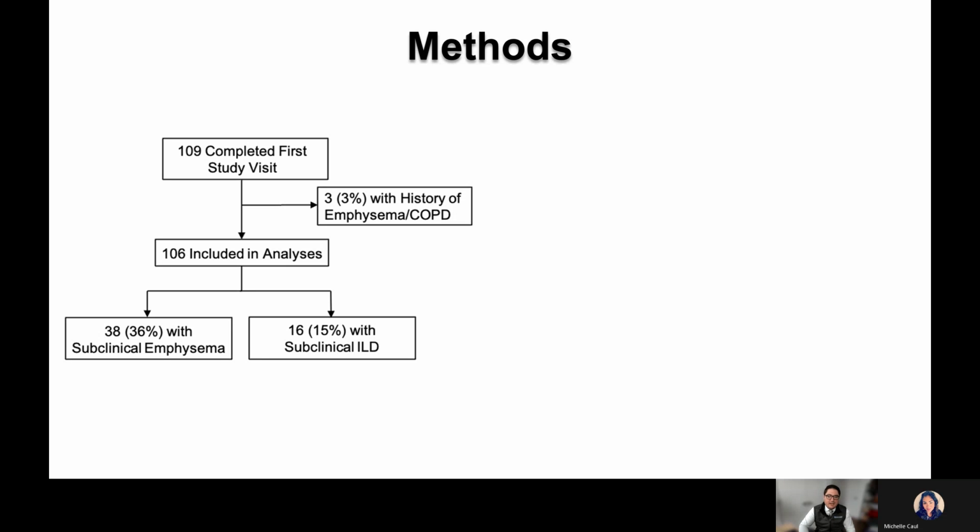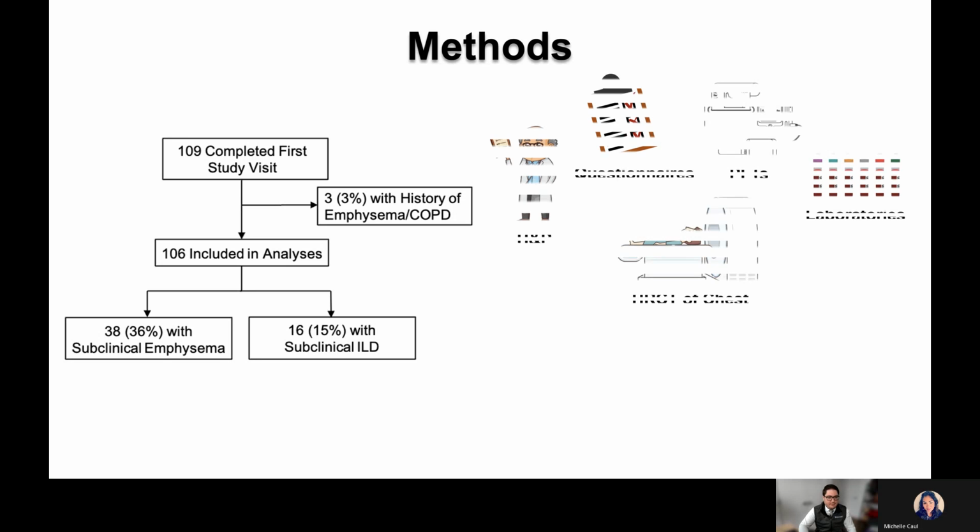In total, we had 109 patients that completed the first study visit. Of these patients, 3 patients were excluded from the analysis because they had a history of emphysema or COPD that was either patient-reported or from a physician record. Then we had 106 patients for our analysis.